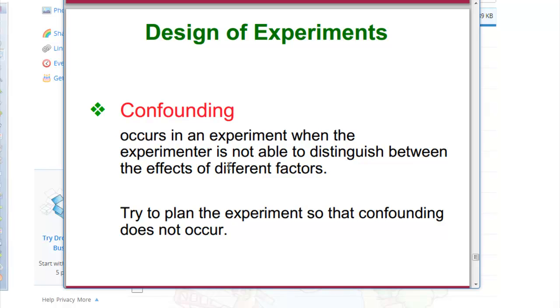Okay? Well, can I really say that? No, because we've got that confounding there. There's this whole variable of gender that we're not even addressing because of the way the experiment was created. So that's what we mean by confounding. All right, occurs in an experiment when the experimenter is not able to distinguish between the effects of different factors. Because of the way that experiment was designed, we can't tell whether it was the face-to-face versus online or the male versus female.